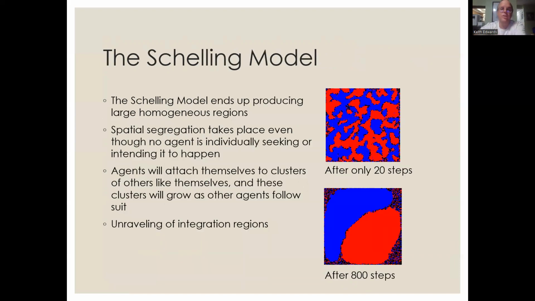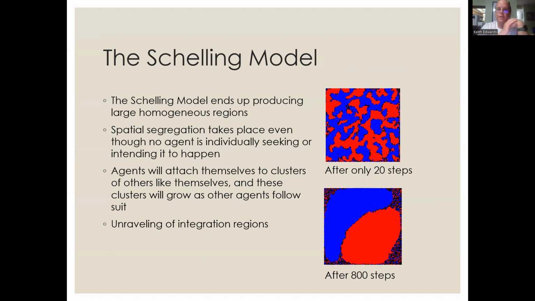So the Schelling model ends up producing these large homogeneous regions, and spatial segregation takes place even though no agent is individually seeking or intending it to happen. We just want some neighbors who are like us. But basically, agents will attach themselves to clusters of others like themselves, and these clusters will grow as other agents follow suit. And so what you get is an unraveling of integrated regions.